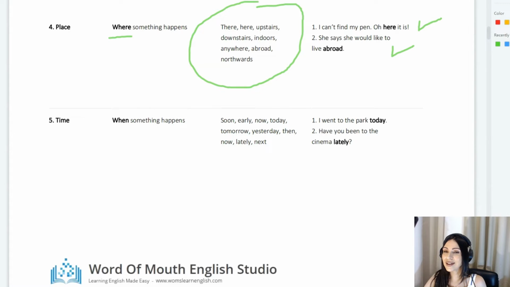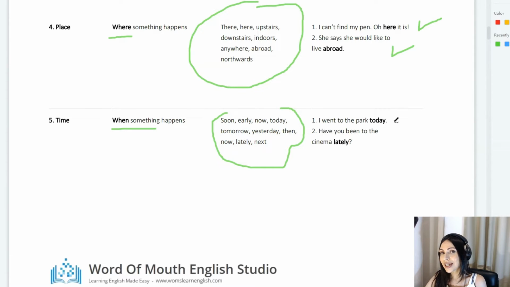And here are some examples in context for you to use. You might have already experimented with a lot of these. And then we have what we call adverbs of time that talk about when something happened. Right, so soon, lately, next, then, tomorrow, now.